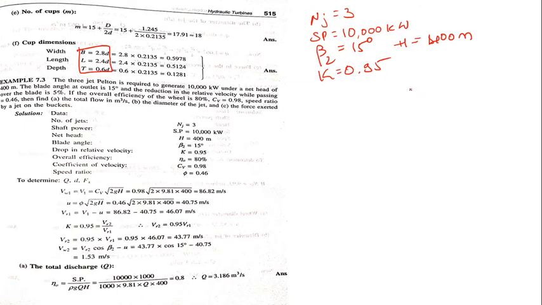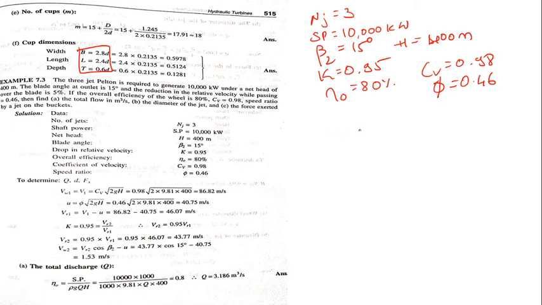If the overall efficiency of the wheel is 80%, Cv is 0.98 and speed ratio is 0.46. Calculate the total flow in meter cube per second, diameter of the jet, force exerted by jet on the buckets. So these are the things here. So the number of jets, they had given it as 3. All those things I have noted it down.